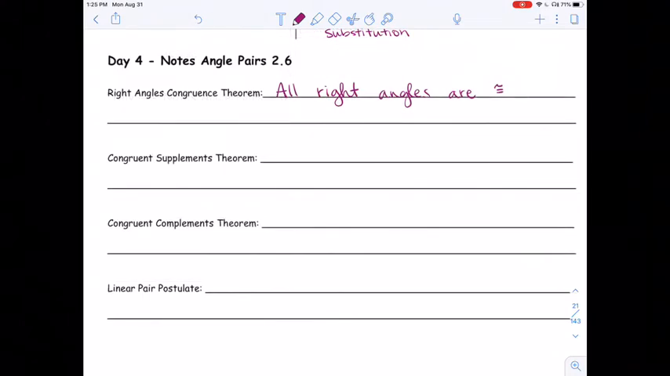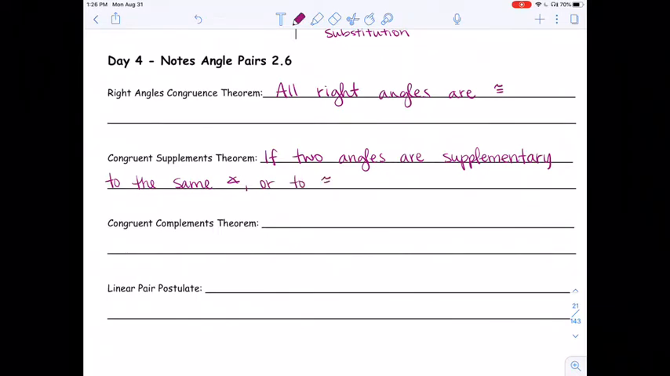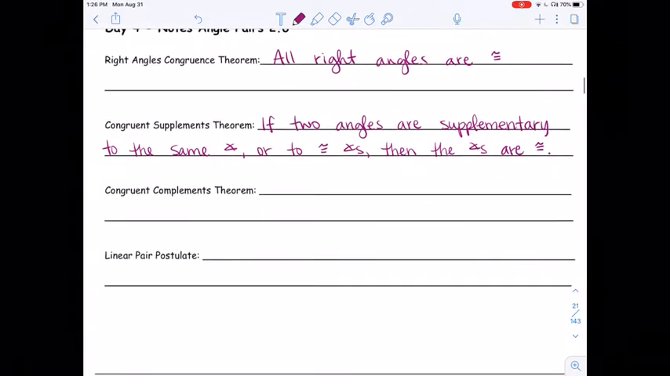What our congruent supplements theorem tells us is that if two angles are supplementary to the same angle, or two congruent angles, then the angles are congruent. And I'll try to draw this out in a little diagram down below.